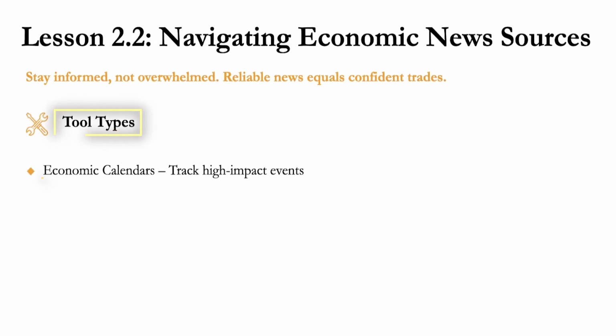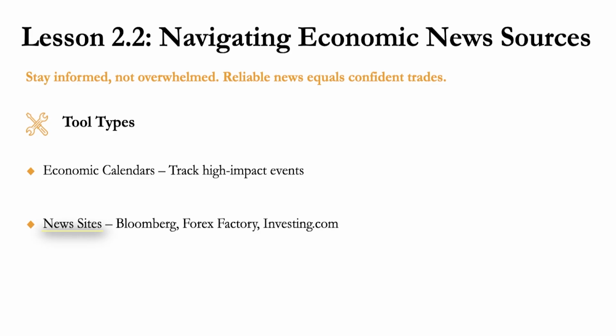So tool types: economic calendars track high impact events, like Forex Factory. News sites like Bloomberg have a lot of great news that's happening around the world. That's more macroeconomic, so it's going to tap into things like oil or wars, things that might indirectly affect the markets. Forex Factory has things that more directly affect the markets, like GDP, interest rates, Trump or Jerome Powell speaking, certain things like that. And then Investing.com is an investing and educational platform where you can learn.